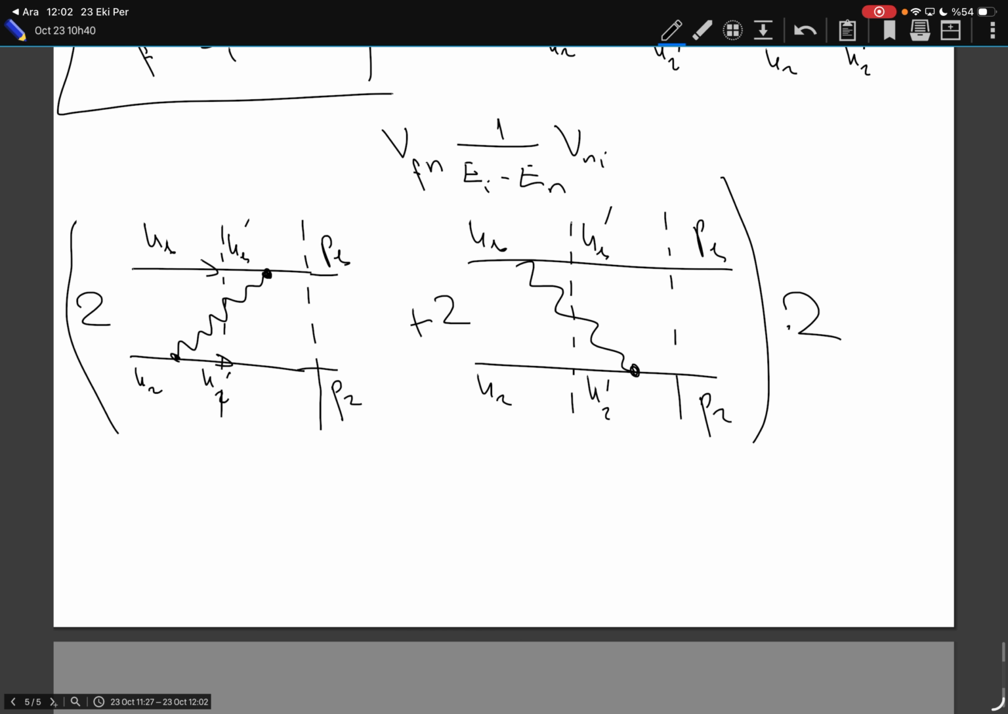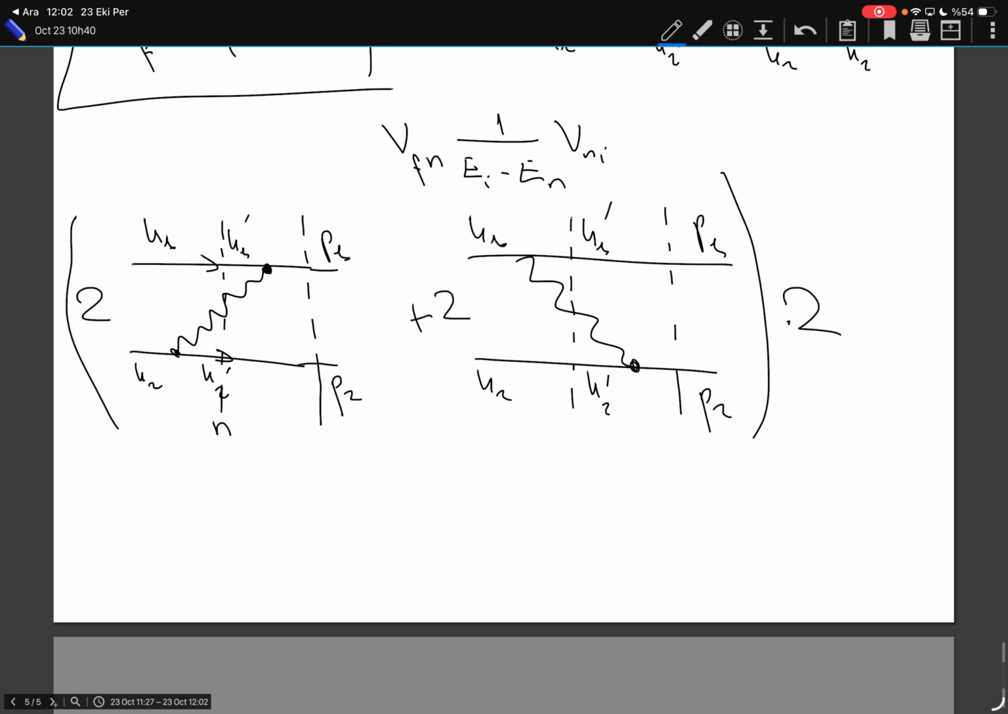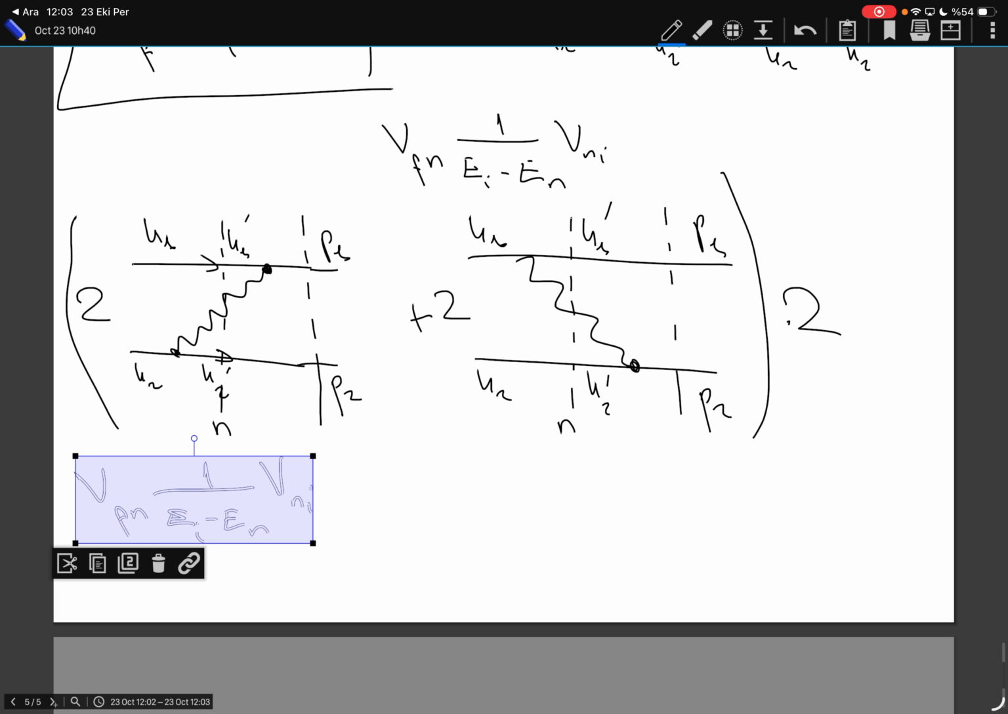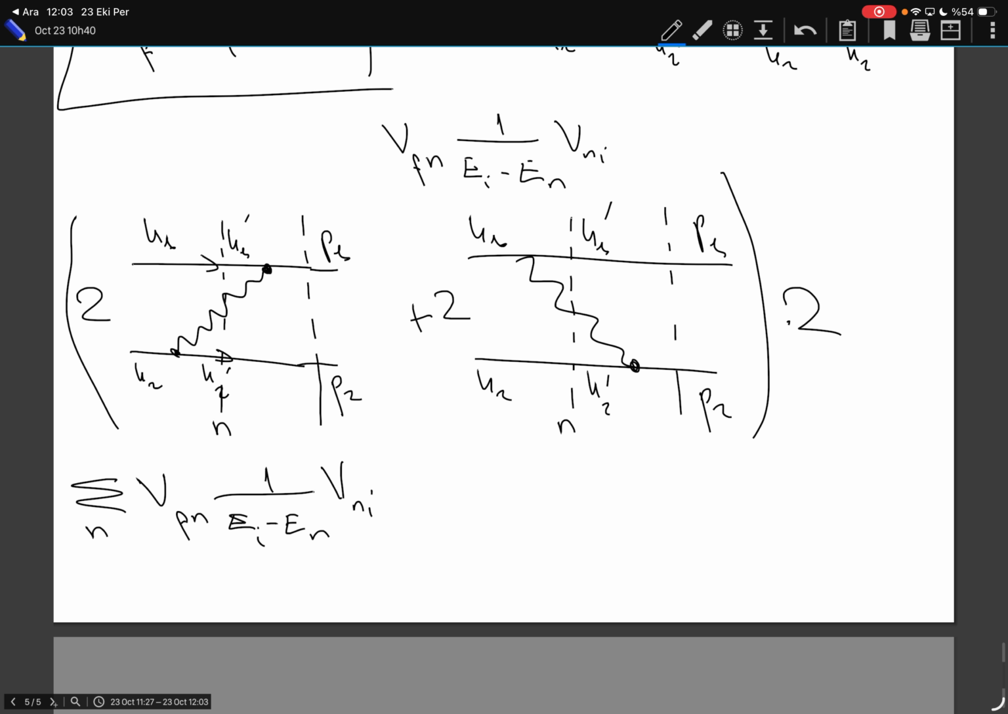So what is the corresponding term? Let's say this is my intermediate state. I have this VFN, there is a sum over all intermediate states. You see now my intermediate states, the number of particles in my intermediate states, at least in these contributions, are fixed. The only thing that they can have differently is K1 prime and K2 prime. So this is an integral over d cubed K1 prime, d cubed K2 prime divided by 2 pi cubed.